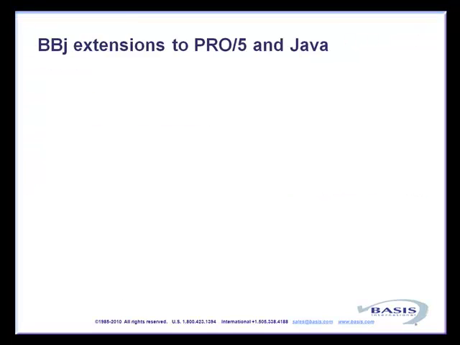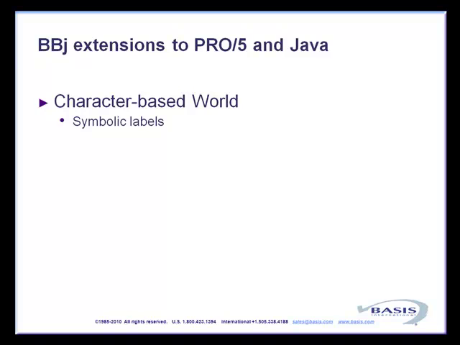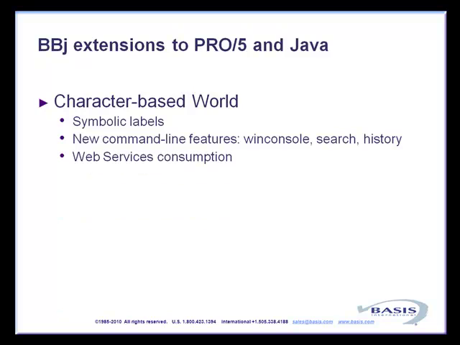So let's consider some of the benefits we gain from moving across to BBJ. What Java and BBJ extensions are there to Pro 5. It's a superset of the language. And in the character-based world, the most obvious enhancements are the introduction of symbolic labels, new command line features, the ability to run the Win console, do some debugging interactively in a GUI fashion from the console, the ability to look at command search and have command history, and of course web service consumption, really nice low-hanging fruit opportunities to enhance your existing character-based solution.